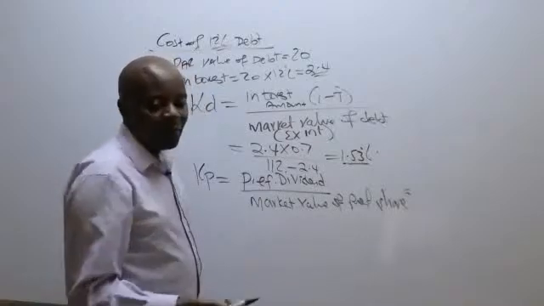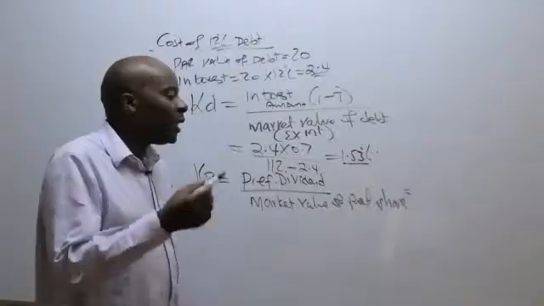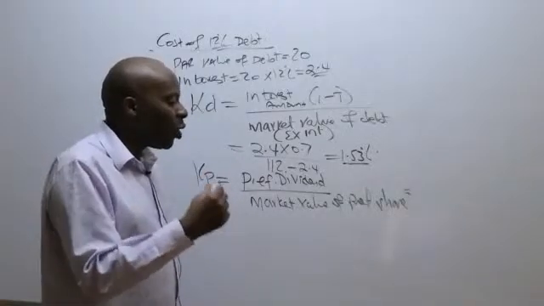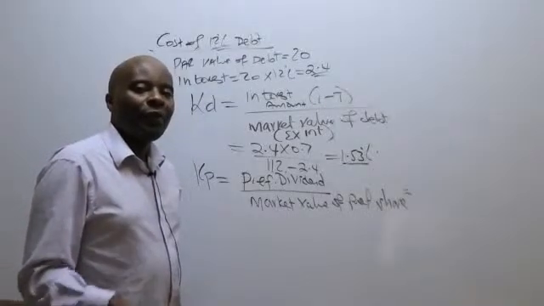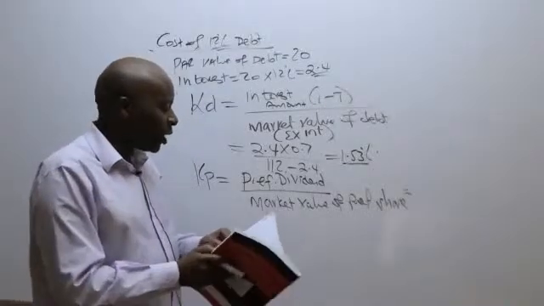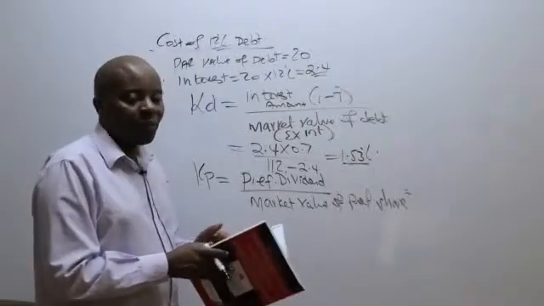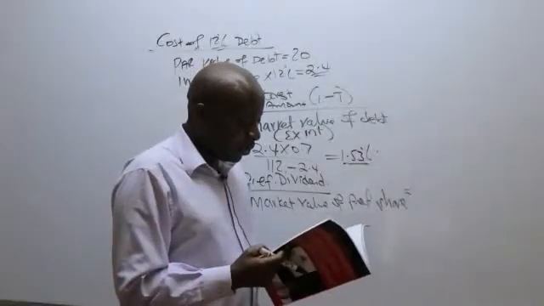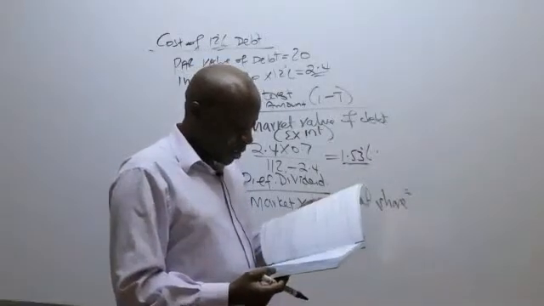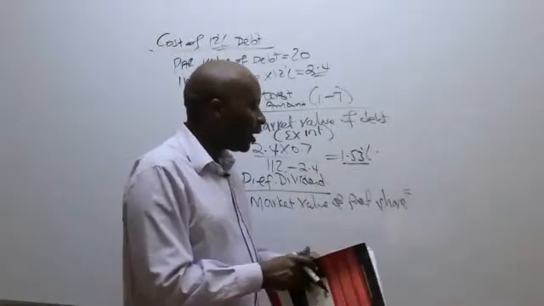But again, remember, preference dividends, ladies and gentlemen, we don't adjust for any tax. Dividends can never be allowed for taxation. So for the preference dividend, I would want you to give me the par value. We normally start by looking at the par value. The par value of preference from the balance sheet given up there is 25.